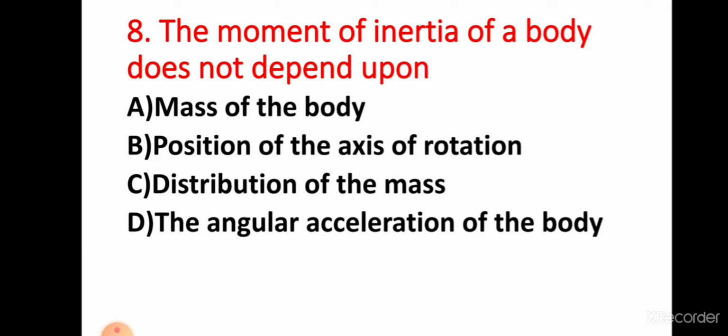Now let us see question number 8. The moment of inertia of a body does not depend on. The moment of inertia of a body depends on option choice A, that is mass of the body. It depends on position of axis of rotation, option choice B. It depends on distribution of mass, but it does not depend on angular acceleration of the body. So option choice D is the right answer for this question.